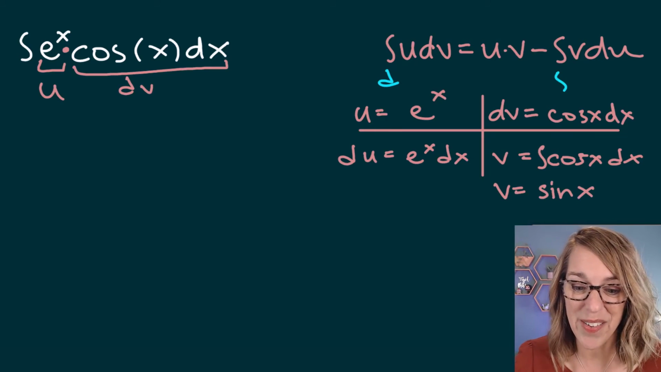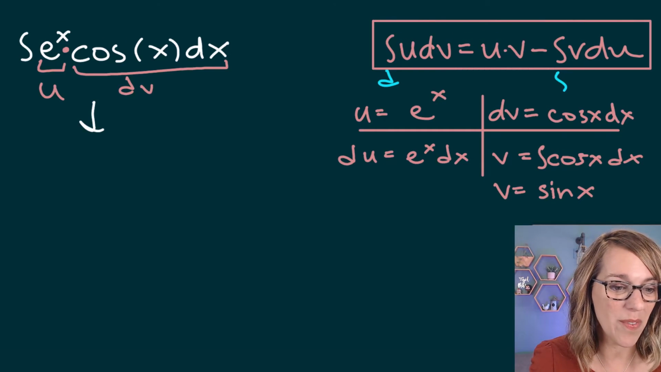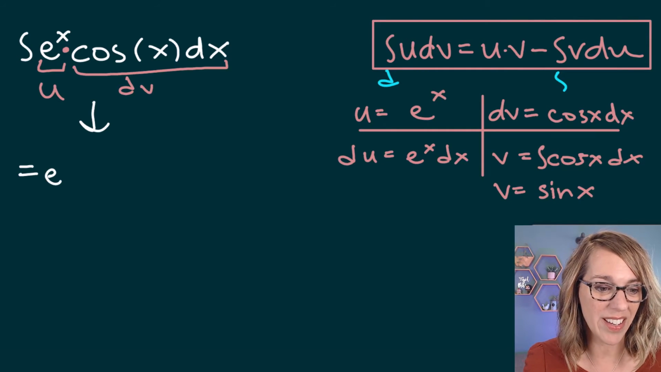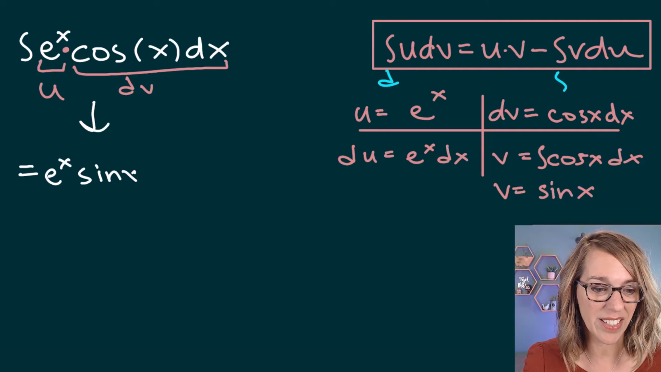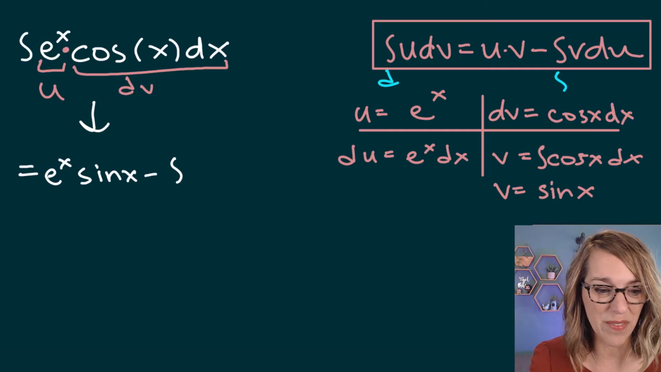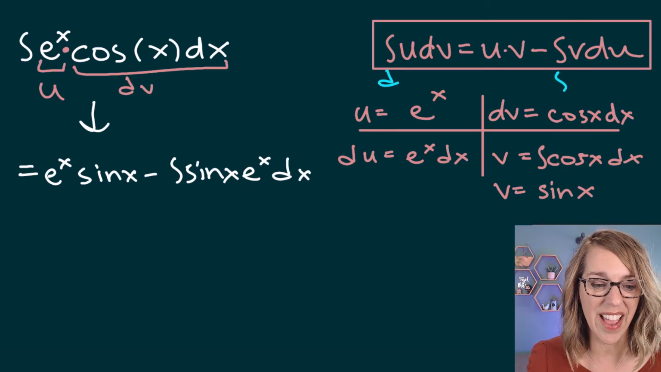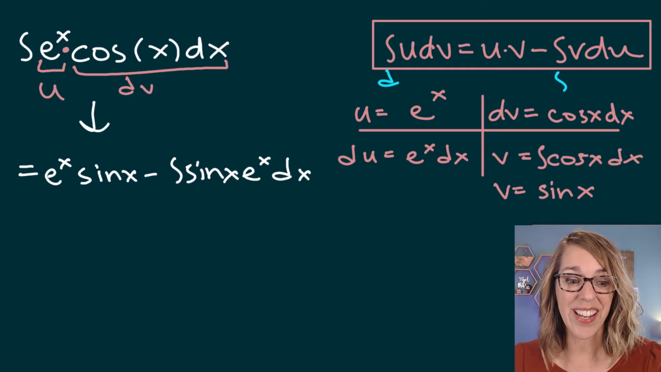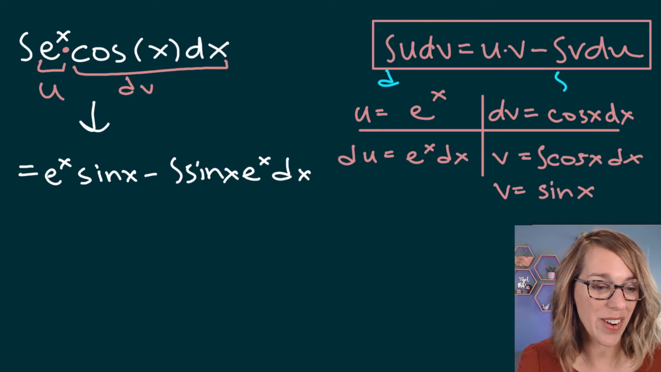Let's put this now into our formula. So evaluating this, I get u times v, which is e to the x times the sine of x, minus the integral of v du. V is the sine of x, and then du is e to the x dx. I've got another integral here that is a product, and I'm going to go ahead and integrate this by parts.